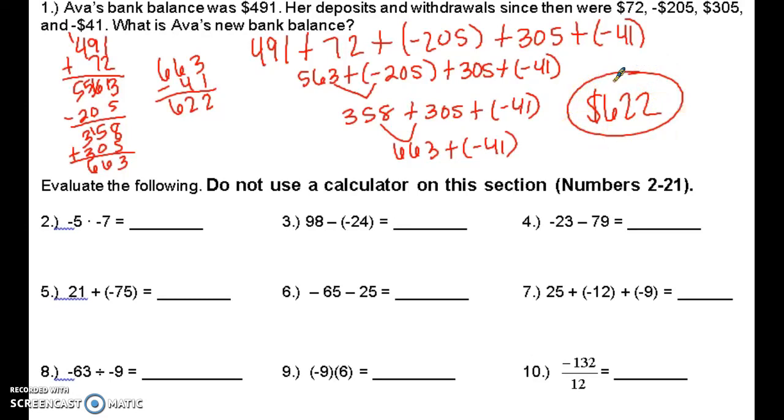Evaluate. Do not use a calculator on this section for 2 through 21. -5 times -7. When you multiply a negative times a negative, your answer is positive. 5 times 7 is 35, and a negative times a negative is positive.